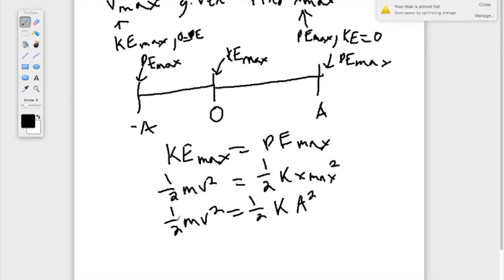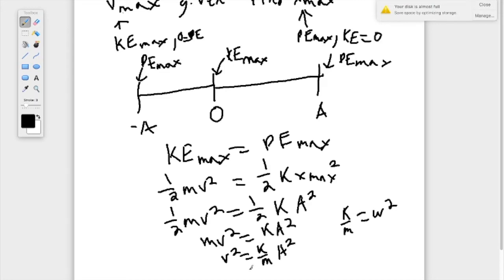And then we see that basically the 1/2s cancel out, and you get mv squared equals k a squared, and then divide both sides by m, you get v squared equals k over m a squared. But you also know that k over m is w squared. So v squared equals w squared a squared, and we get v equals wa.